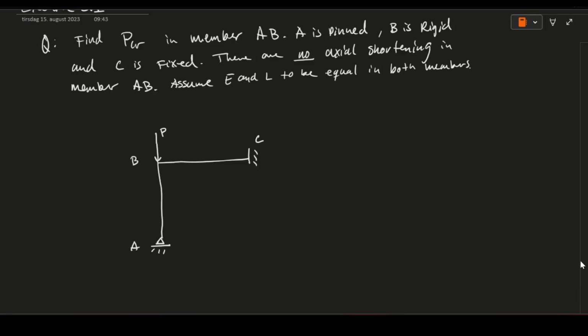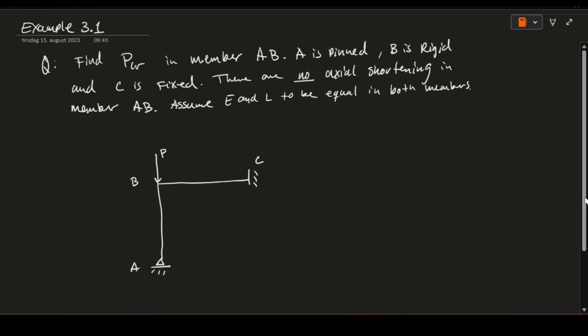Okay, so this is example 1.3. The question is to find the critical load in member AB, where A is pinned, B is rigid, and C is fixed. There is no axial shortening in member AB. Assume E and L to be equal in both members.